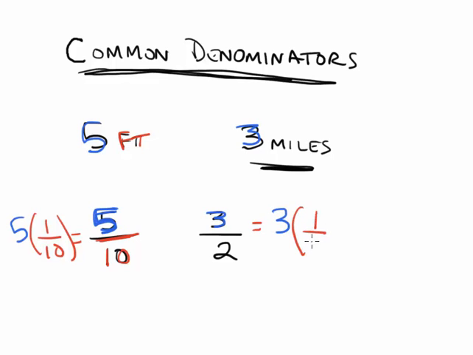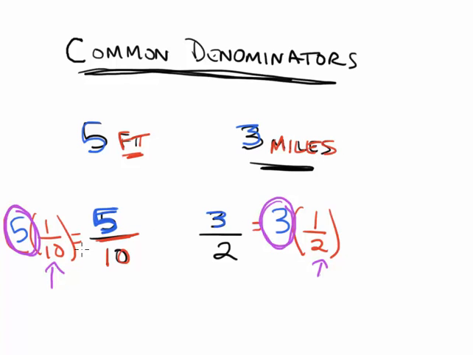So it's not just important how many of these things we have. It's also important how big each one of those things is, in the same way that feet is very different from miles. So this is why, if we wanted to compare feet to miles, we would have to say, how many feet are there in a mile? Or we'd have to say, how many miles are there in a foot? And that's really the principle behind working with fractions, finding common denominators.